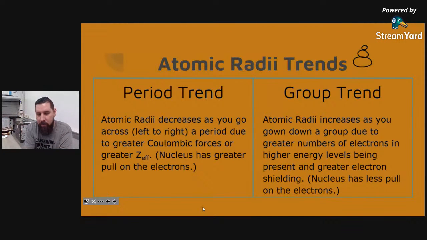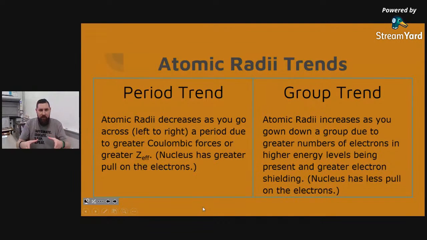So if I draw a snowman up here in the corner, this is the idea of my radius as I go down a column. And then as you go across the period, take that snowman and just push it over. And what you get is the decrease as you go across. So that's probably the easiest way to remember the period trend and the group trend for atomic radius, is just think about it as being a snowman.